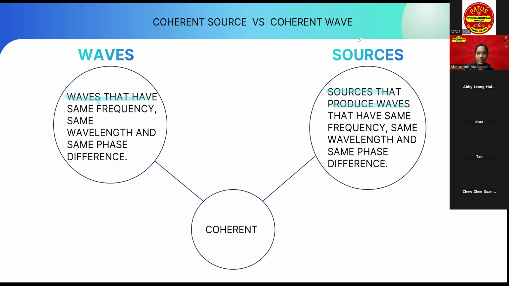So when we are writing the definition, the words sources that produce must be there if the question is asking to state the definition of coherent sources. And one more thing that I would like to emphasize is the keyword same. When writing the definition, the keyword same must be present 3 times. You can't write it only one time, which means writing waves that have same frequency, wavelength, and phase difference is wrong. You have to mention the word same 3 times to get the marks. Okay. Moving on.